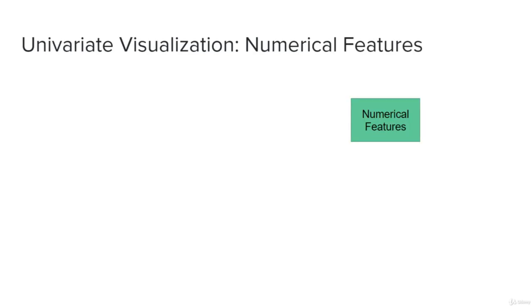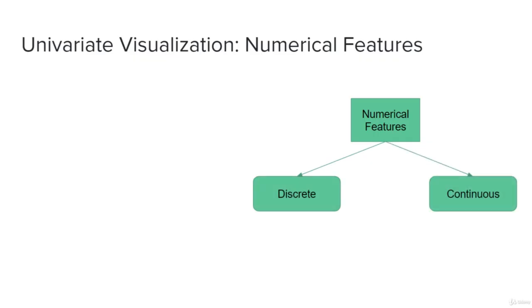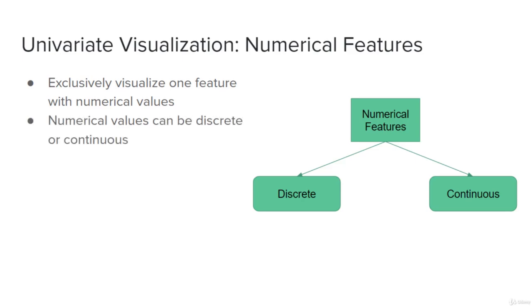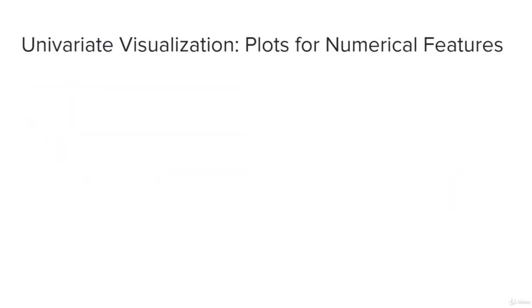So let's see univariate visualization of numerical features. So we can further divide numerical features into two types, discrete and continuous. We've seen this before. So now we're going to see which type of techniques we're going to use. In univariate visualization, we're going to exclusively visualize one feature with numerical values. We're going to take one feature from the dataset and we're going to visualize it. So we know that the numerical features are of two types. The numerical values can be discrete or continuous. And we're going to see which type of plots and which techniques we're going to use with each type of numerical features. So let's look at the type of plots we have for visualizing numerical features.